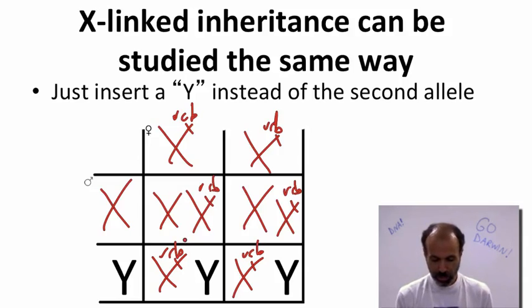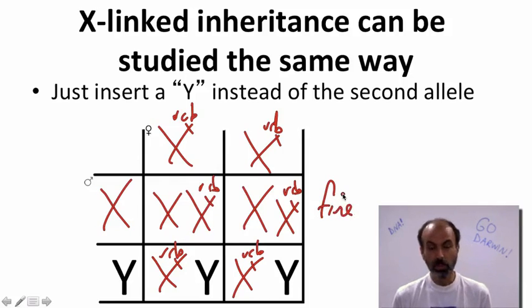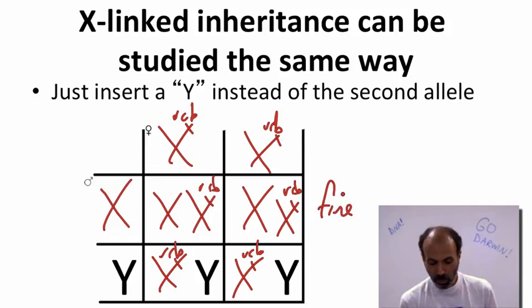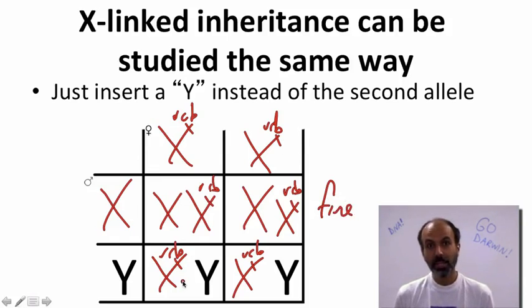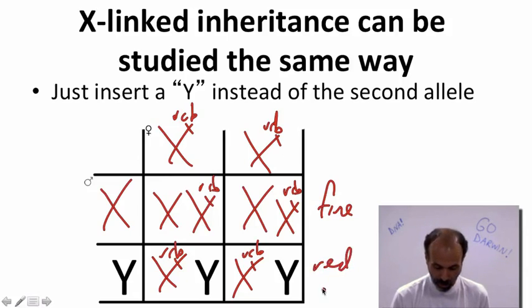So the girls are the two X's. So they have one normal X chromosome and one with the mutation for red-green colorblind. So again, the daughters in this case would be fine. So this is similar to what we saw last time. However, look at the boys. The only X chromosome the boys have has this mutation. So in fact, the boys are actually red-green colorblind.